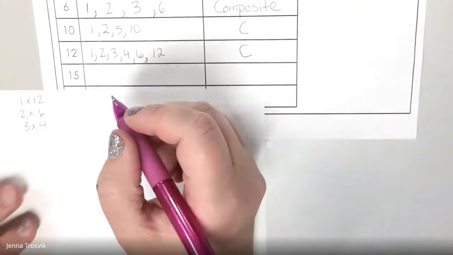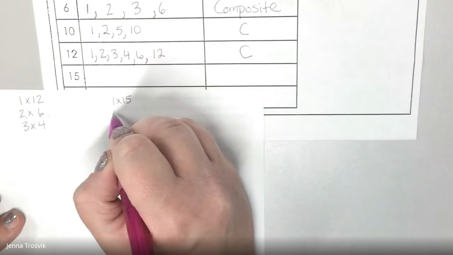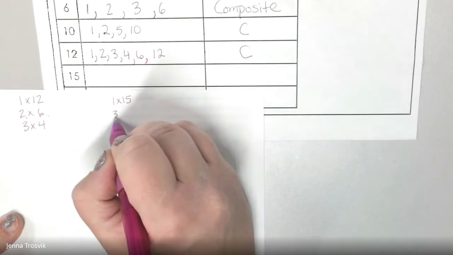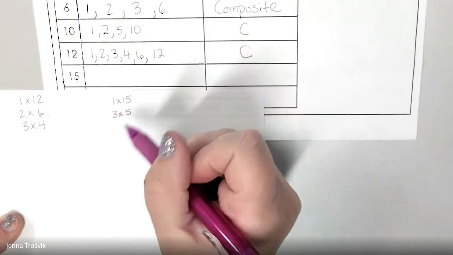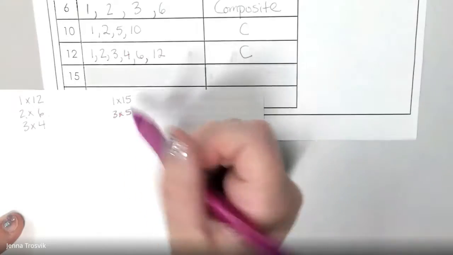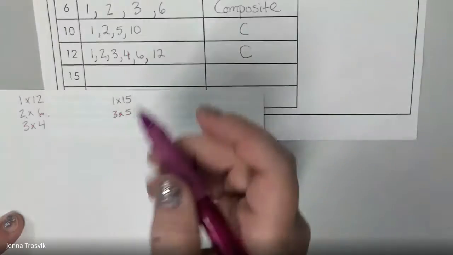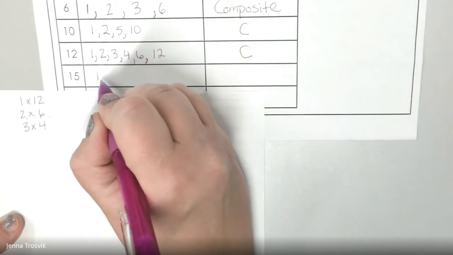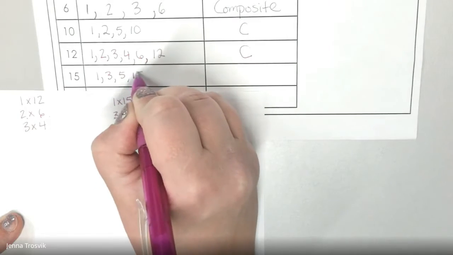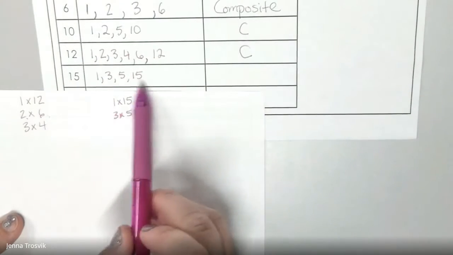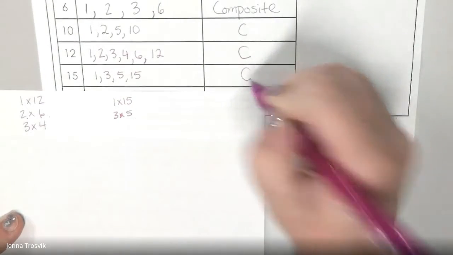15, I have 1 times 15, 2 times nothing, 3 times 5, 4 times nothing. I already used 5. There's 6 times nothing, 7, nope, 8, nope, 9, nope, 10, nope. I'm done. Here are all my factors: 1, 3, 5, and 15. Since these are more than just 1 and 15, this is a composite number.